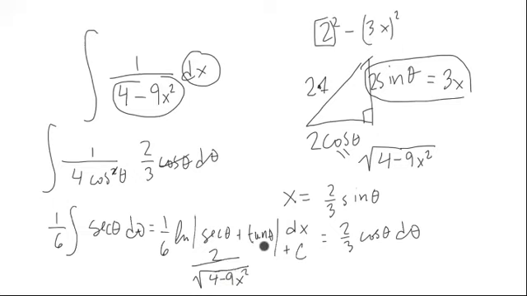For tangent, if we just divide this side by this side, those 2's will cancel. It'll be like sine divided by cosine, which is tangent. So tangent will simply be 3x divided by that. So for tangent, we'll simply have plus 3x divided by the square root of quantity 4 minus 9x squared. And then we have the natural log of that, and then we have plus c.